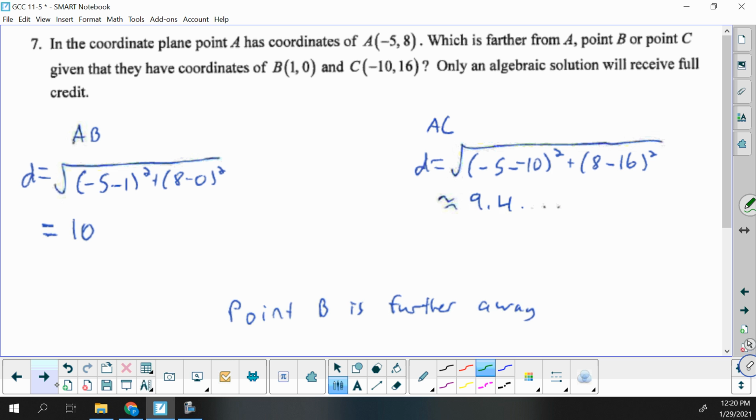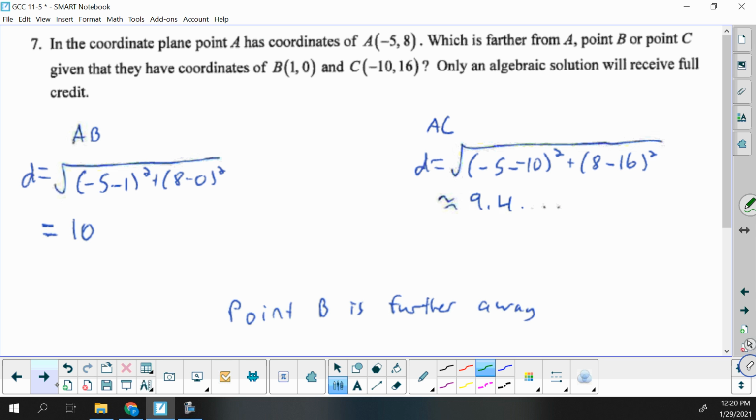And 7, we wanted to know which one was further from A. So we got to do the distance for each of them. Now, it didn't say we had to specifically tell the distance, so we can make it a little easier and just put it in the calculator. So use A and B.